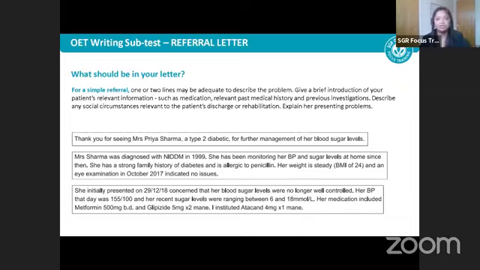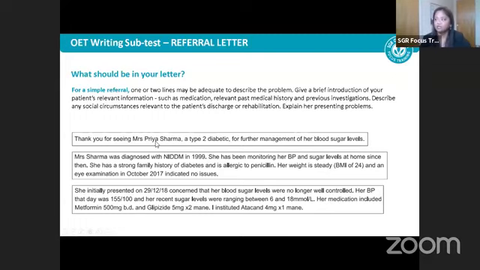So as you can see in this particular example, we've got Mrs. Priya Sharma. She's a type 2 diabetic and she needs further management of her blood sugar level. So this is a very short introduction, but it works because you've introduced who your patient is, you've introduced her current condition, and you've given the reason for writing. You'd like to request further management of the very specific blood sugar level itself.